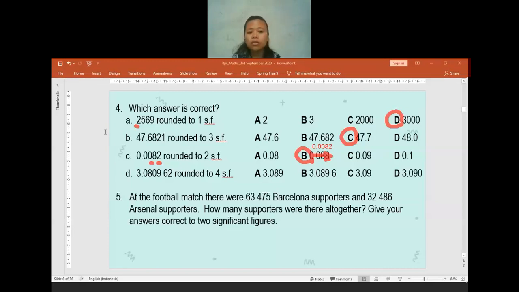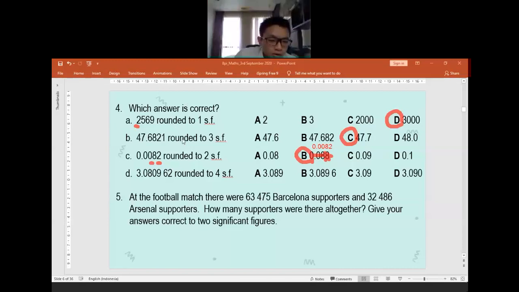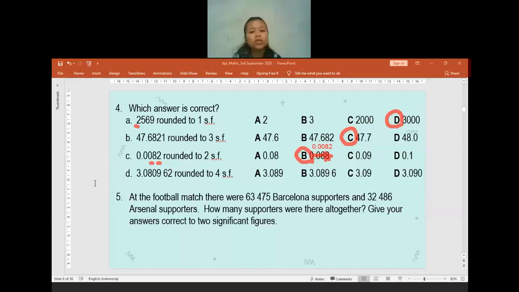Teacher, I think for D it's supposed to be 3.081. For the D, we have to round off the number correct to 4 significant figures. So let us check. 1, 2, 3, 4. Yes, it's supposed to be 3.081.